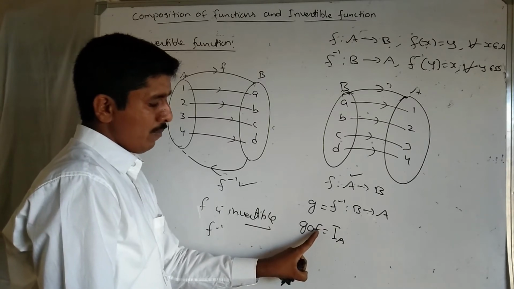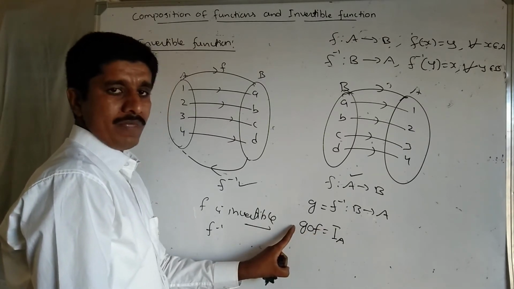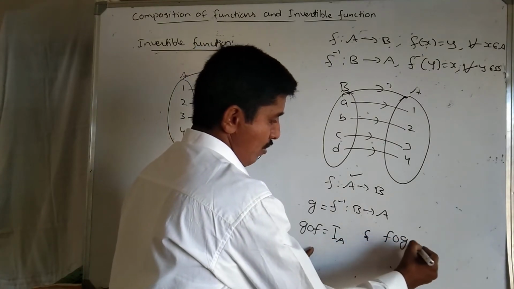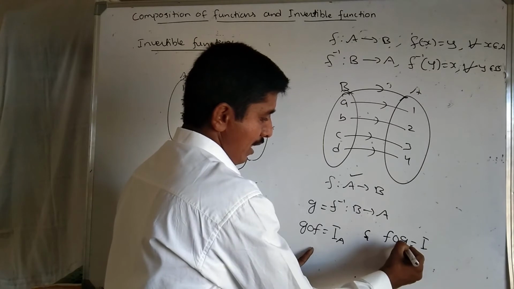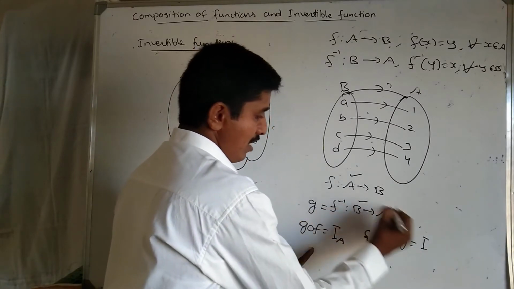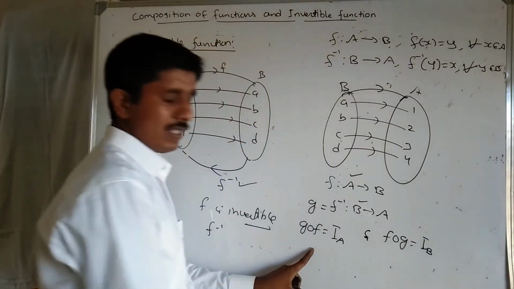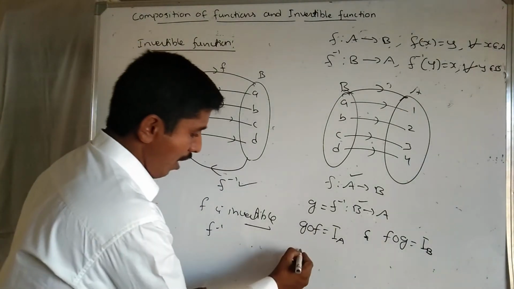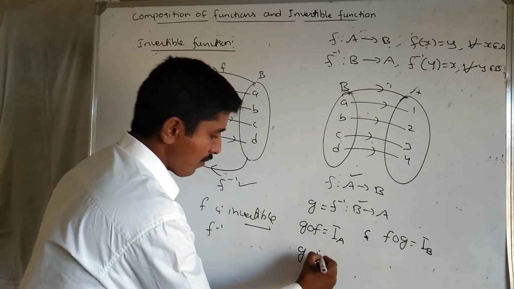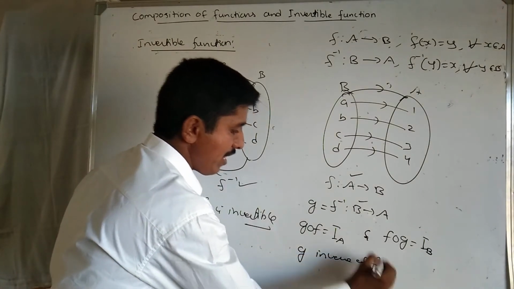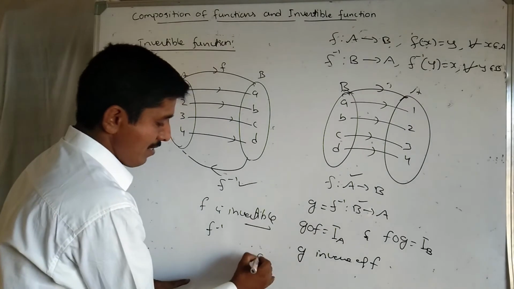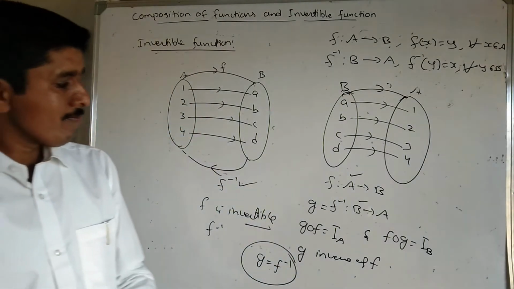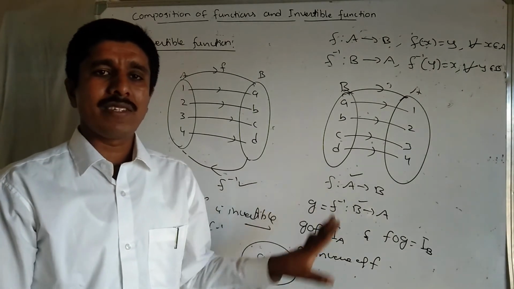g o f is different from f o g: g o f goes from the domain of f to the codomain of g. And f o g equals the identity function on the domain of g, which is set B. Then we say that g is called the inverse of f, and it is written as g equal to f inverse. Mind it, this is the important definition.